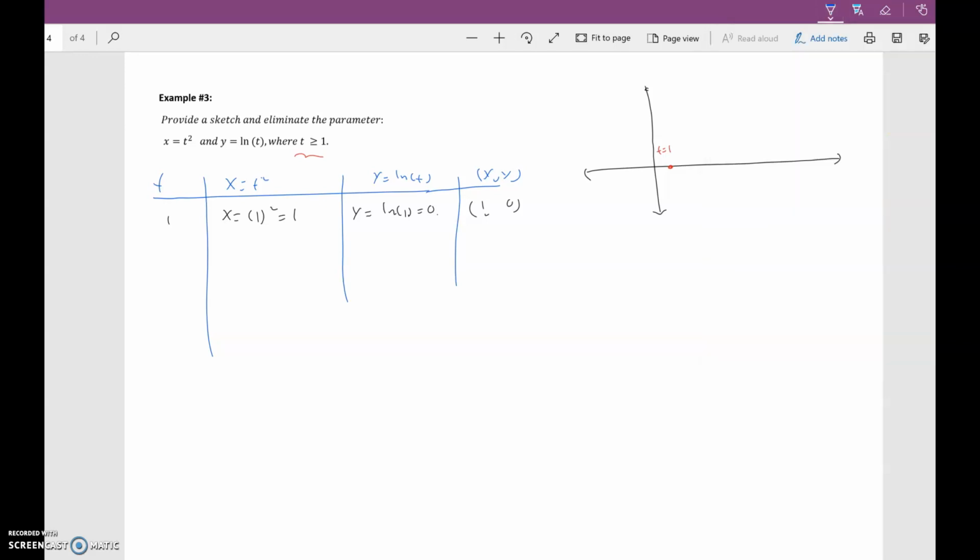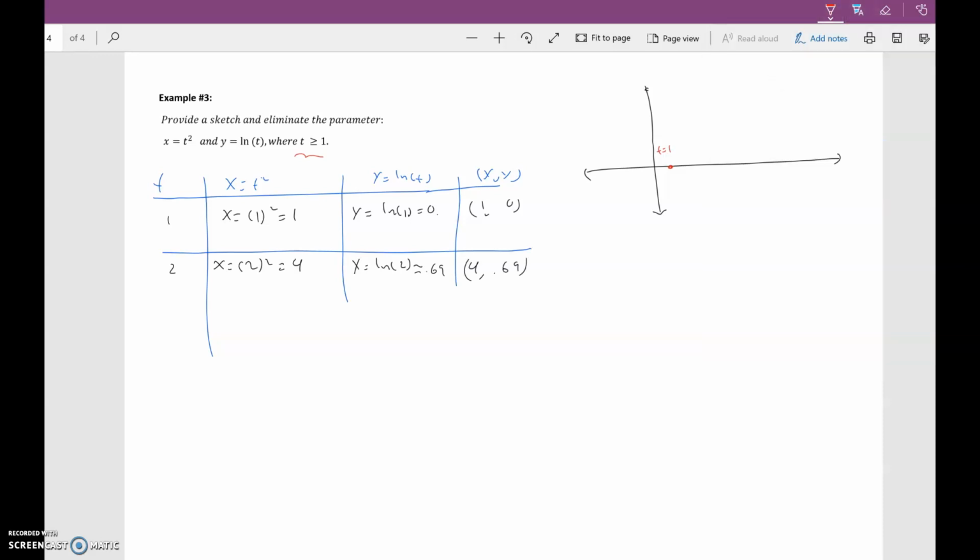And then let's do the second evaluation. For the second evaluation, let me pick 2. So t is equal to 2. X is equal to 2 squared, which is equal to 4. Y is equal to the ln of 2. And let me get the decimal approximation. So the ln of 2 is going to be about 0.69. So this is 0.69. So 4, 0.69.